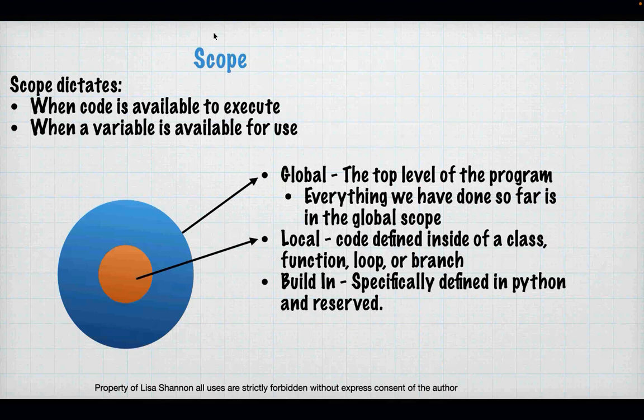There may be times when we define a variable in a local scope, and that variable is not going to be available to the global scope. So we have three types of scopes and only two that we really care about. We have the global scope, which is what we have worked with so far. In Module 1 and Module 2, we only ever had the global scope. Now we have something called the local scope. The local scope is defined inside of a class, function, loop, or branch. We're doing branching this week, so we're going to be dealing with a local scope. Local scope is what is inside that branch, what's underneath the if statement. And there is something called built-in. It's defined by Python, but it's not something that we ever have to worry about.